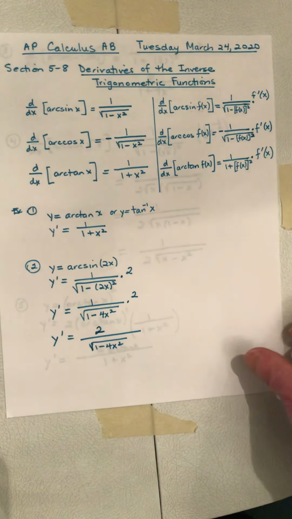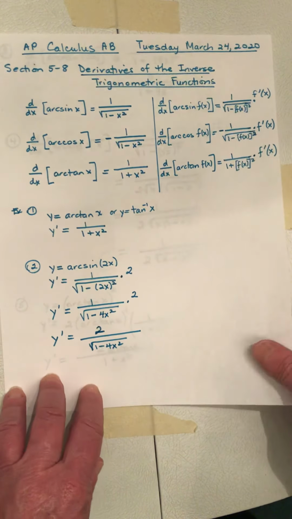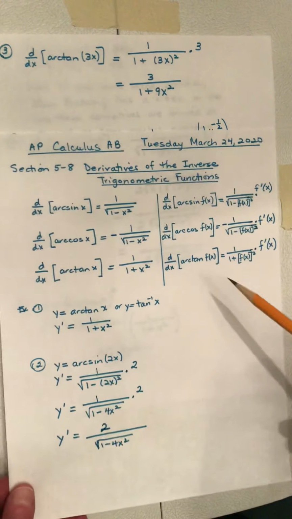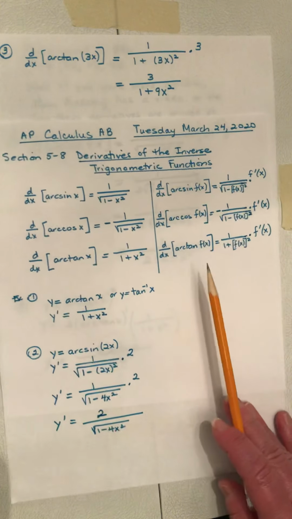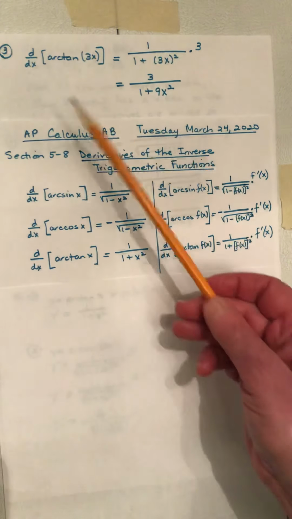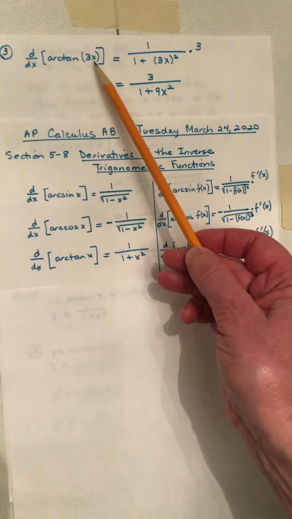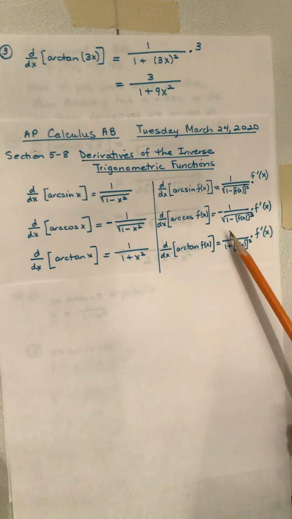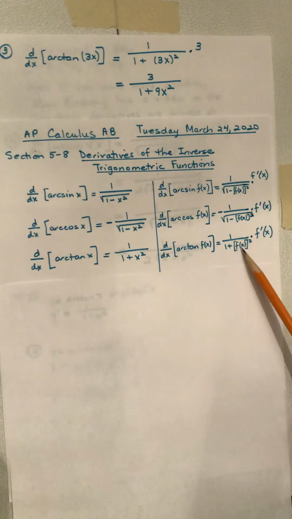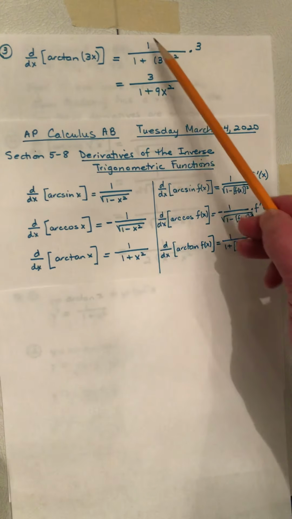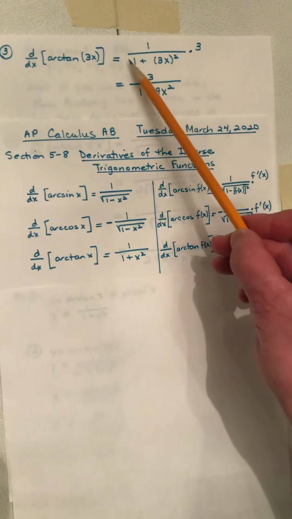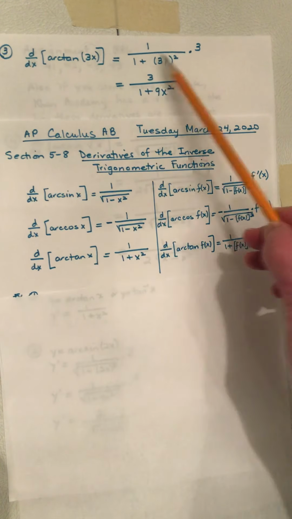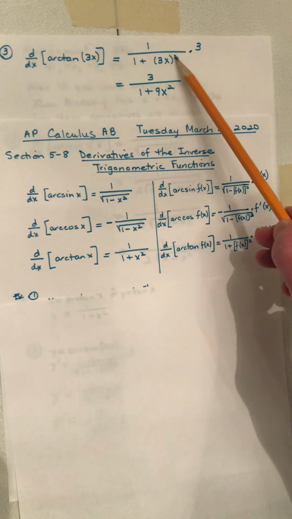Okay, let's look at another one. All right, let's see what we have next. I'm going to leave the rules here so you can see them as we do it. We have the derivative of arctangent of 3x. The derivative of arctangent of f of x is 1 over 1 plus the function squared. So it will be 1 over 1 plus our inside function 3x, and just that gets squared, not the whole denominator. 3x gets squared.